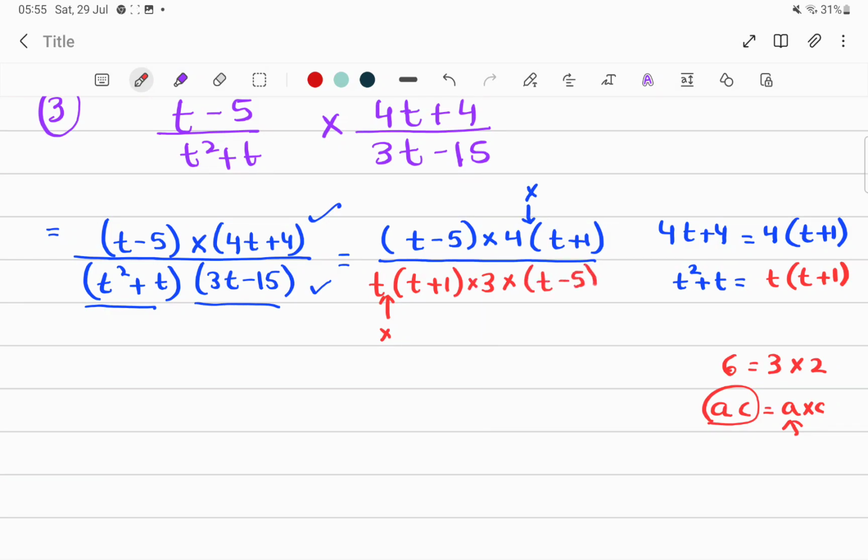T minus 5. Now you can see some of the factors are common, present in numerator and denominator both, like t minus 5, t minus 5, t plus 1, t plus 1. So when we cancelled them out, we are left with only 4 in the numerator, and these are all in multiplication by 1, 1, 1, 1. So 4 times 1 is 4, and it's divided by t times 3. So the answer is 4 over 3t.